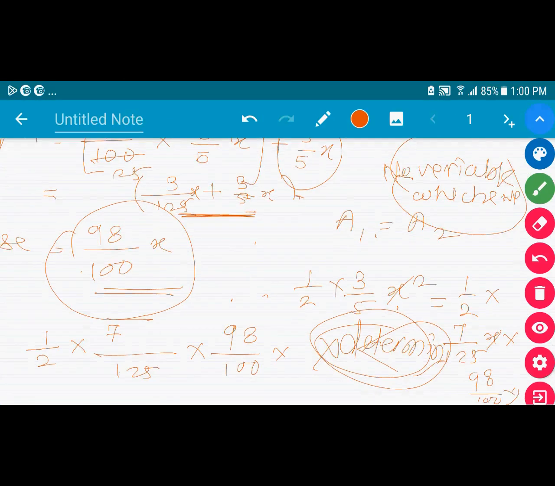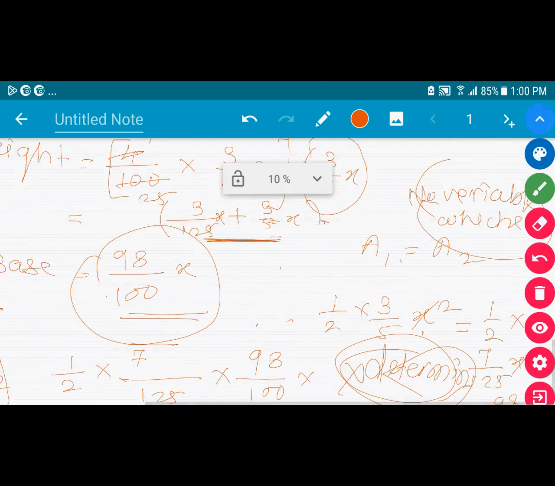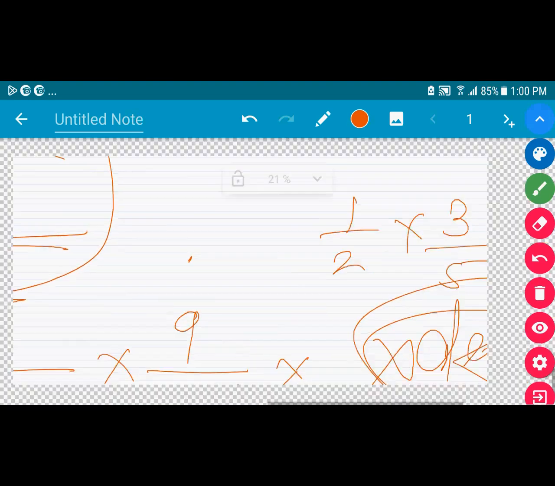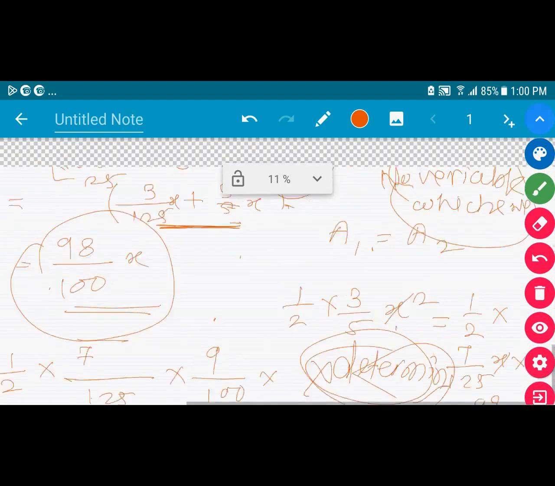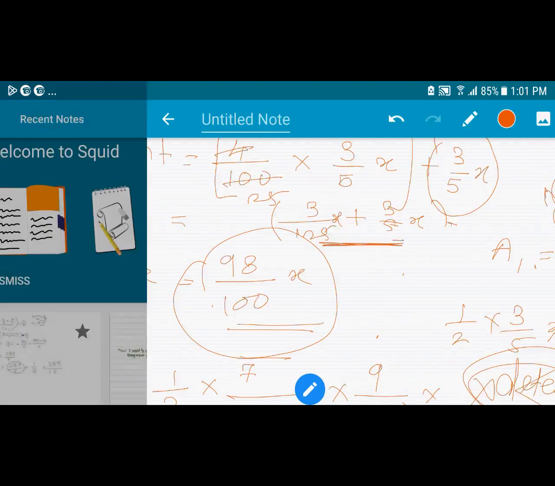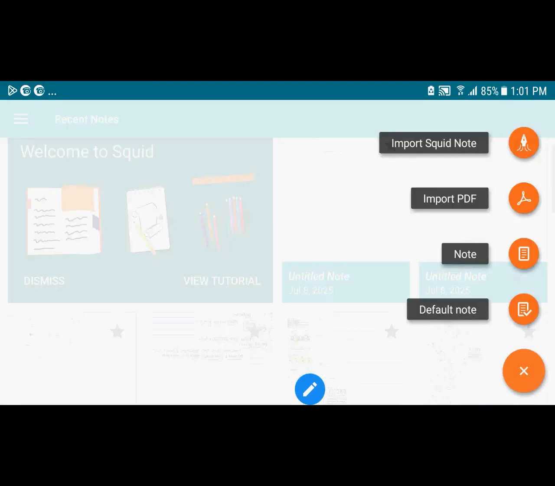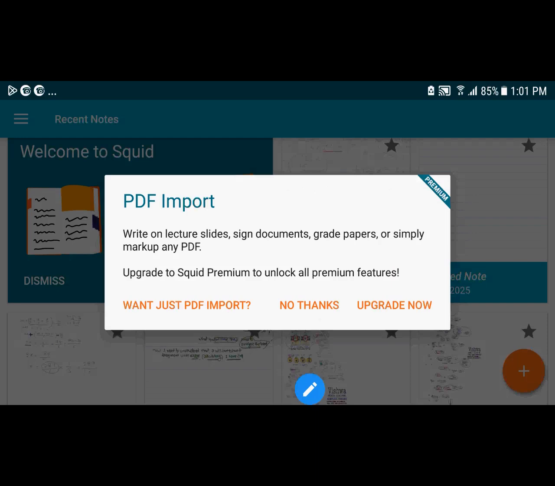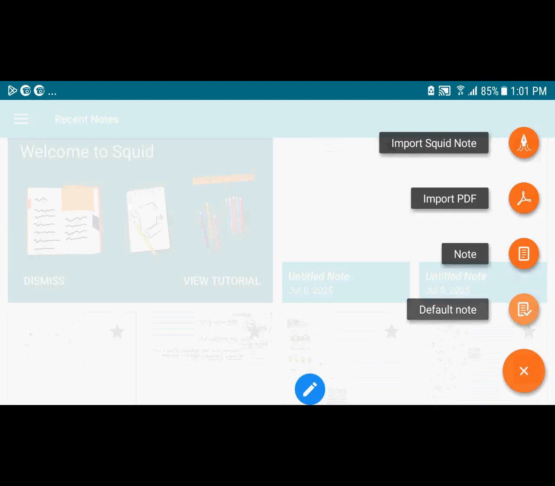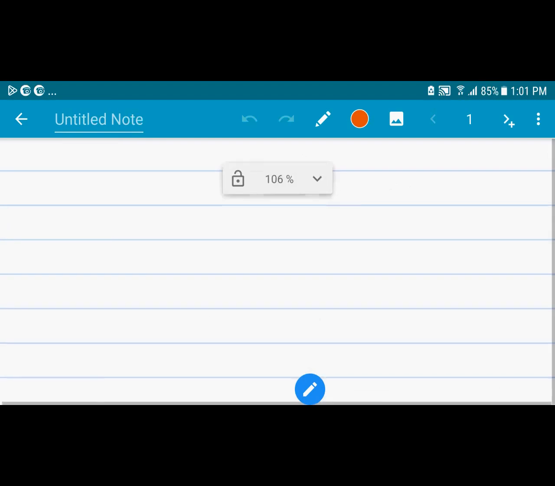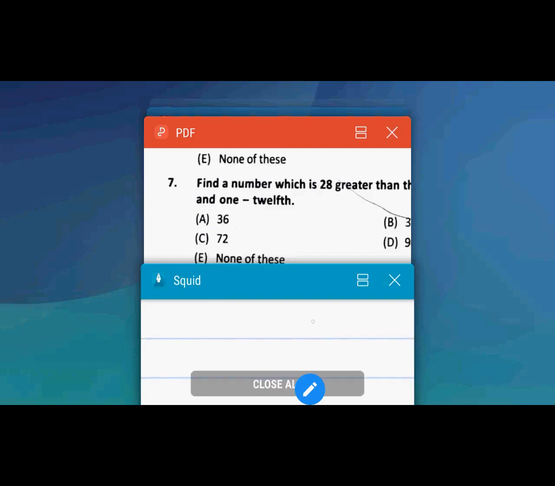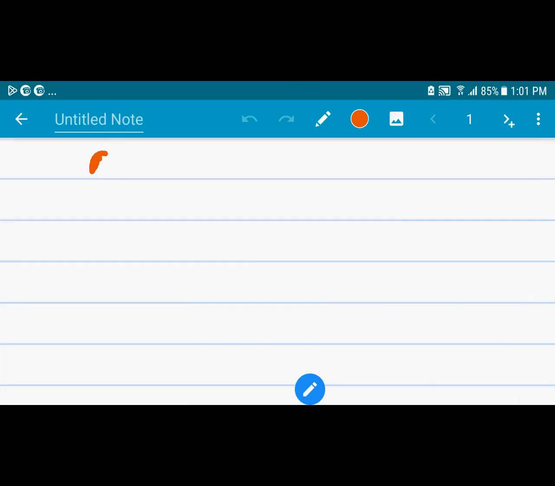We'll take a new page. One second. Or we can zoom and use, but we cannot use this. So we'll take a new page. One second. Okay, we have taken a new page. So what equation had we made?